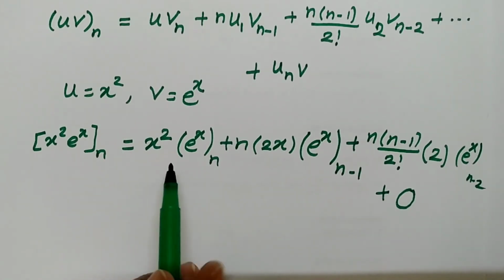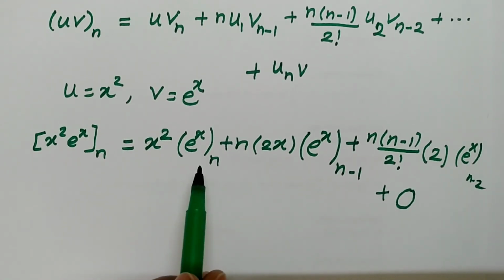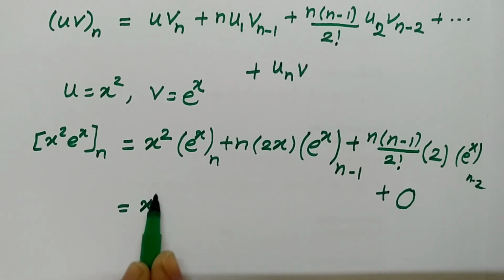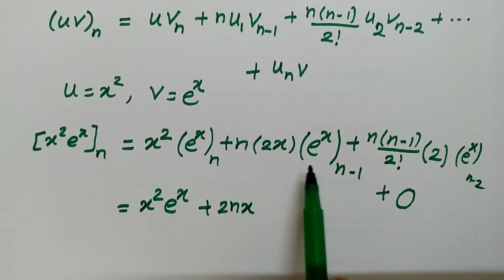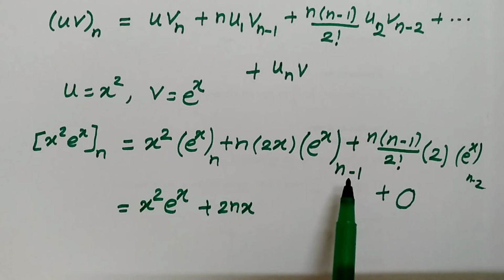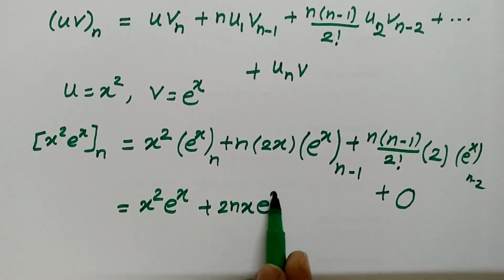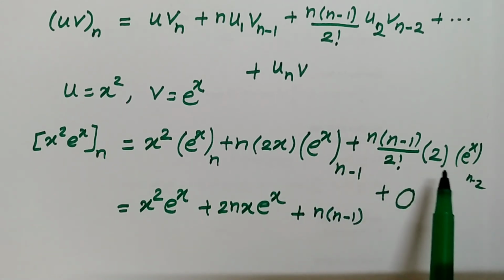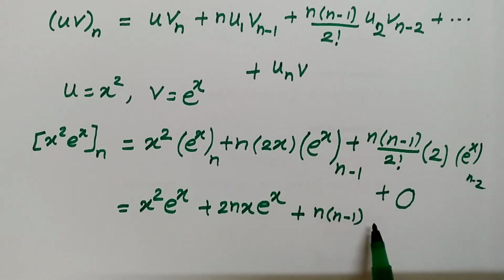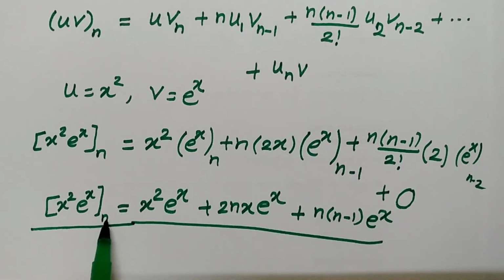Now we know that the nth derivative of e raised to the power x is e raised to the power x, so here it is x square e raised to the power x, then plus twice n x, and here the derivative of e raised to the power x n minus 1 times, so again it is e raised to the power x, then plus n into n minus 1 divided by 2 factorial, and here 2 gets cancelled, into e raised to the power x remains. So the nth derivative of x square e raised to the power x is x square e raised to the power x plus twice n x e raised to the power x plus n into n minus 1 into e raised to the power x.